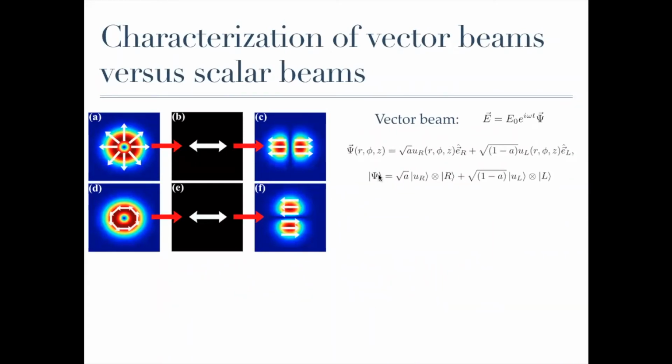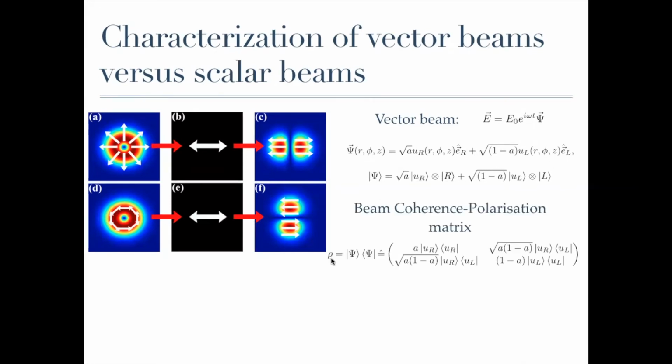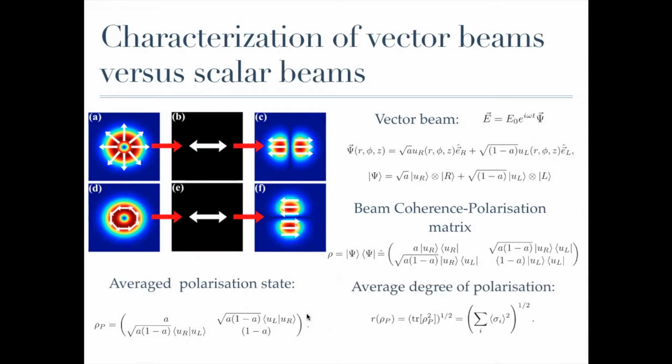So here, vector beams can always be written in terms of just a Schmidt basis. That means since we have only 2 basis vectors for the polarization, it's possible to also find 2 modes only that characterize any vector beam. And then we can write down things like the beam coherence matrix, which corresponds to the density matrix in a quantum mechanical setup, and something like an average polarization state that describes the average polarization, so averaged over the modes. And then we can write down the degree of polarization, the average degree of polarization, given like this.